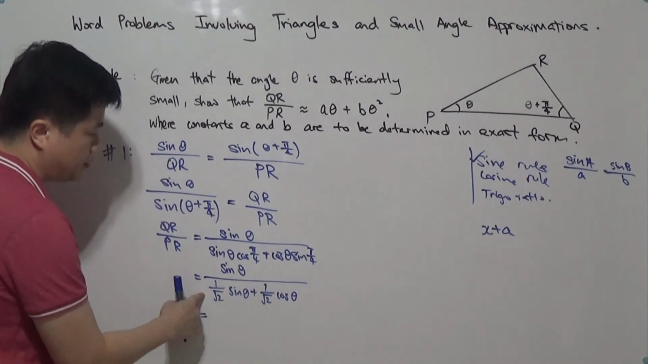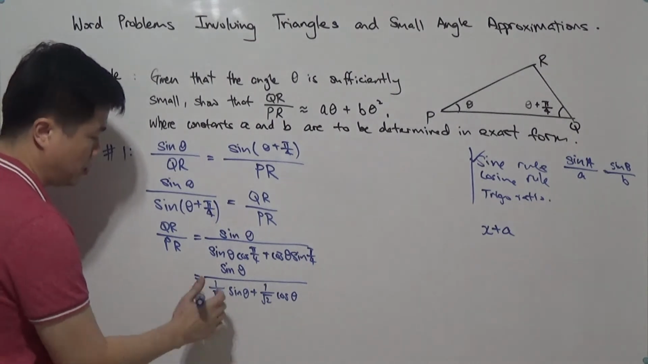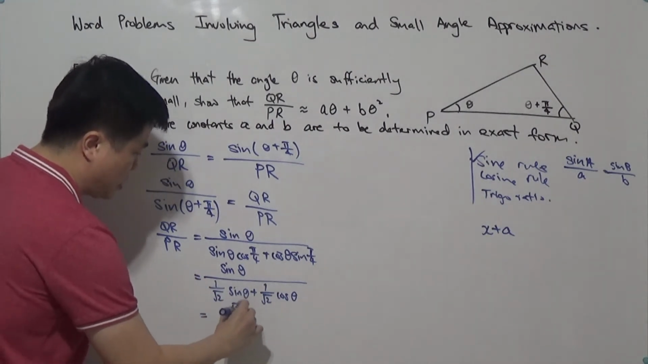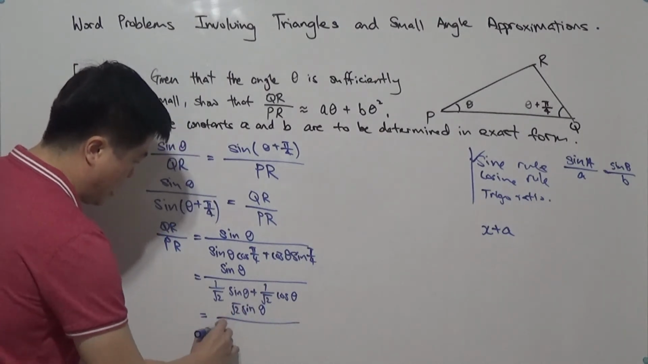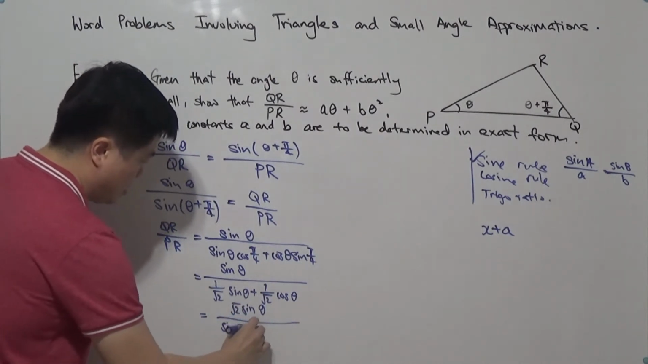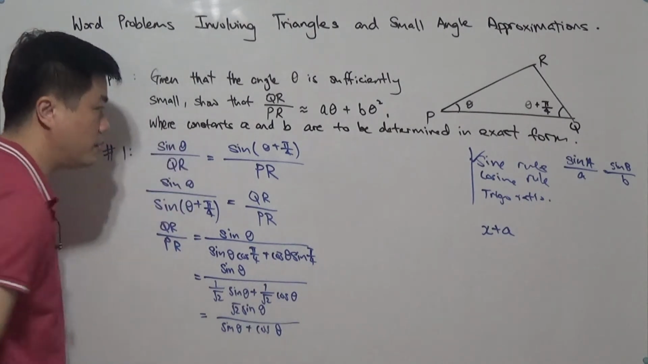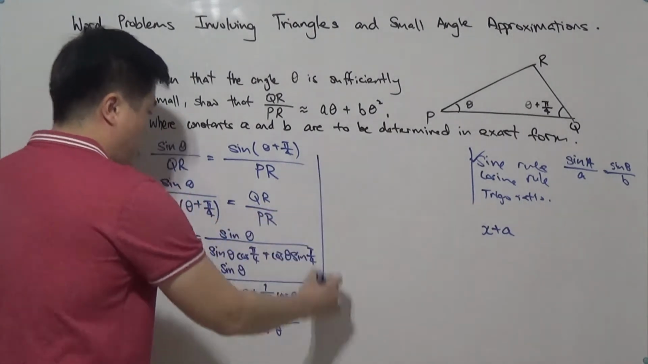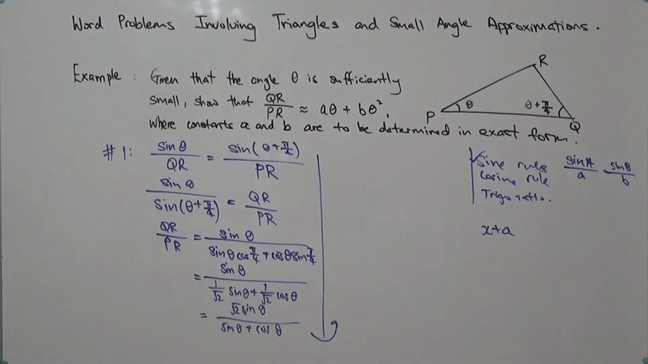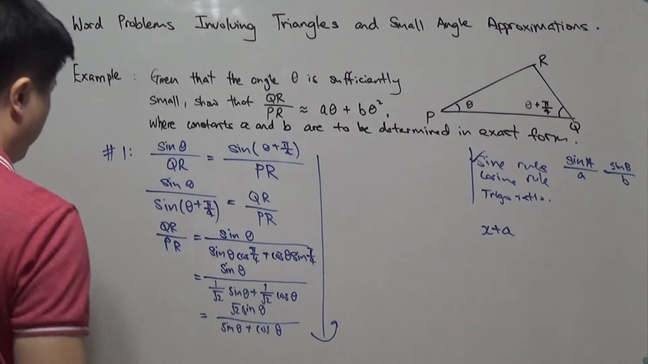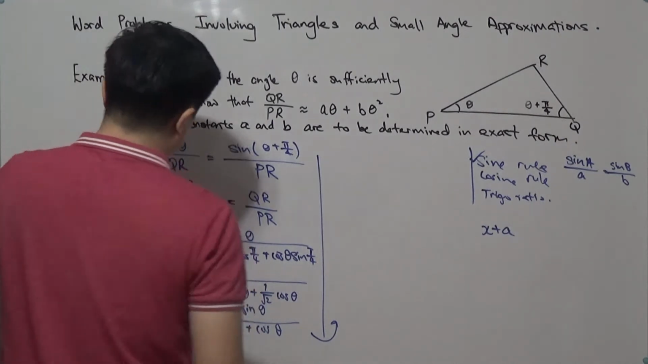When we pull it out, then we have 1 divided by 1 over square root 2, which essentially gives us square root 2 sine theta over sine theta plus cosine theta. Okay, so I'm going to draw a line here. We're going to move forward to the next column on the right, since I've run out of space to write further down. So this is step 1.